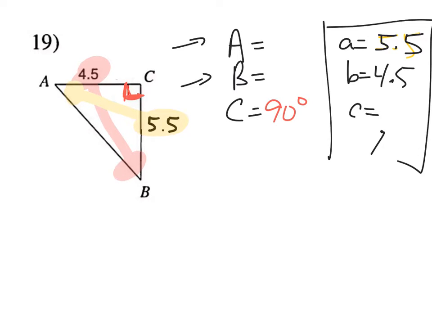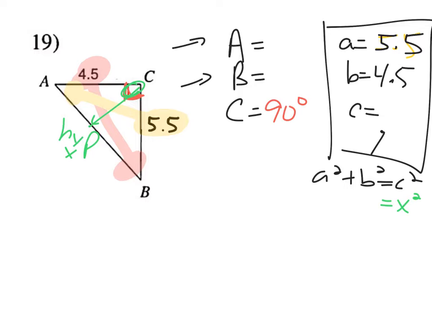Since they give you 2 of the 3 sides, to find the missing side, I'm going to use the Pythagorean theorem. The most important letter in the Pythagorean theorem is the hypotenuse, or letter C. And in this case here, that's what you're trying to solve for. So that's going to be my x. My other 2 sides really don't matter, 5.5 and 4.5, or if you switch them, 4.5 and 5.5.